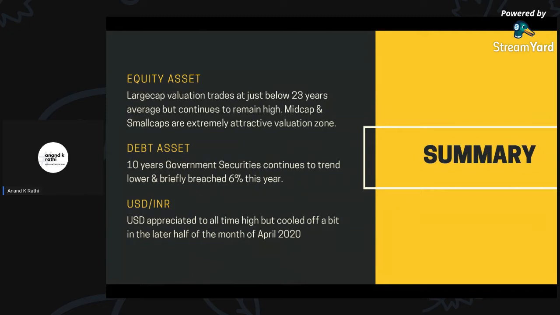In summary, as per the matrix, the large cap valuation trades at just below 23 years average, but continues to remain high. Mid caps and small caps are definitely attractive. On the debt side, the 10-year government securities continues to trend lower, and we believe it can breach the lowest that it saw this year. In the currency space, especially USD INR, USD did appreciate to all-time high, and we believe the trend can continue further.